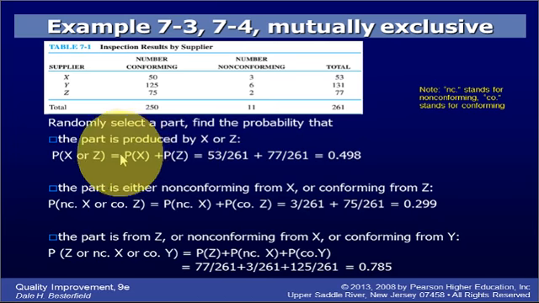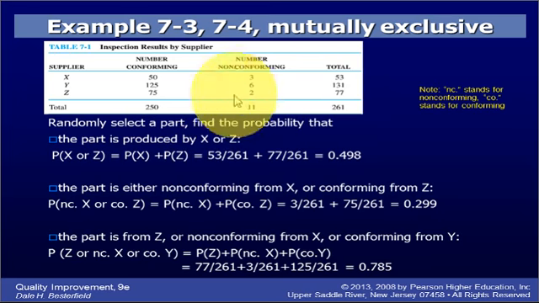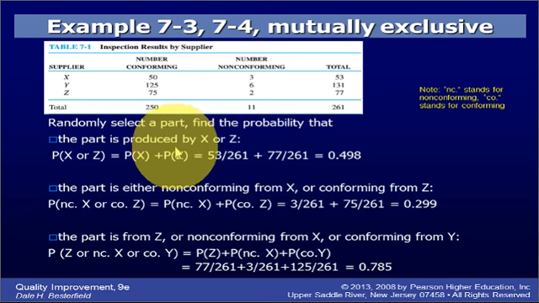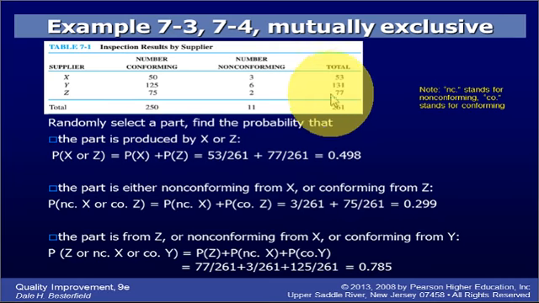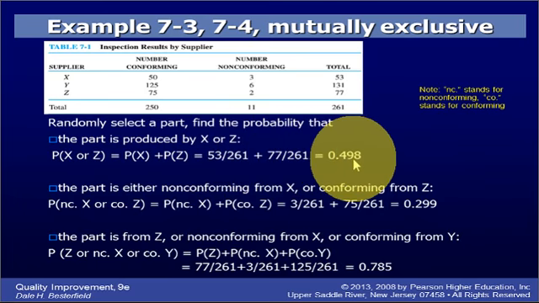And therefore, we can just use the sum of the respective probabilities. So the probability that a part is from X is the total number of the parts from supplier X, that's 53, divided by the size of my sample space, 261. And similarly, the probability for a part from Z is the total number of parts from supplier Z divided by the sample space size, 261. And then the sum of these two probabilities is 0.498. So this gives us the probability that the part is produced either by X or by Z.